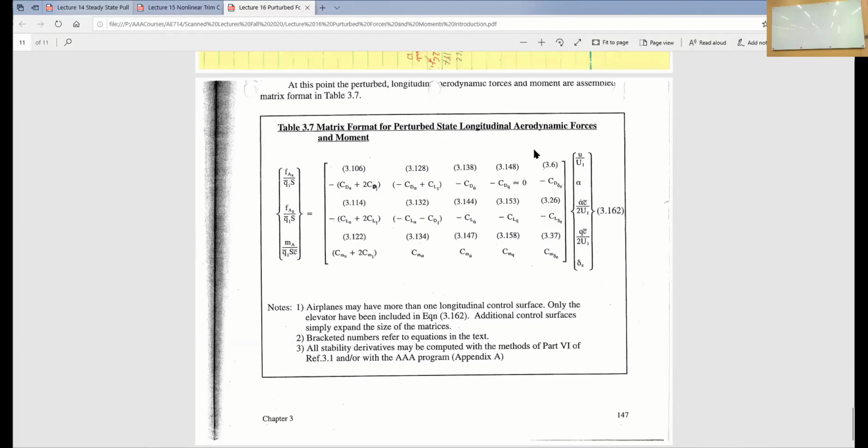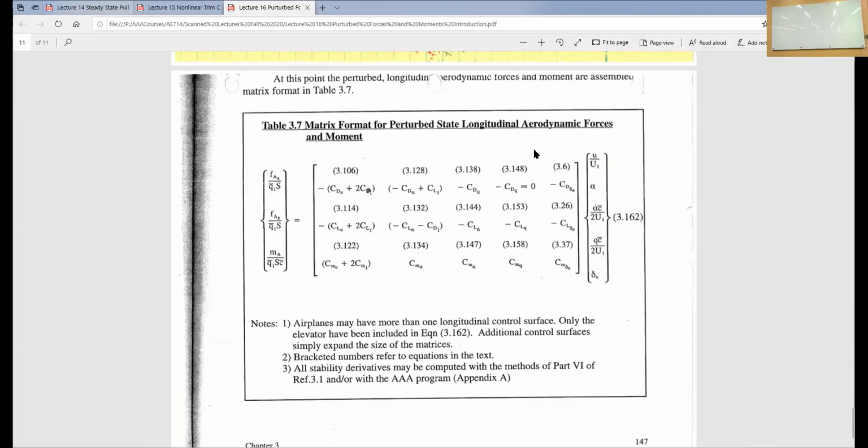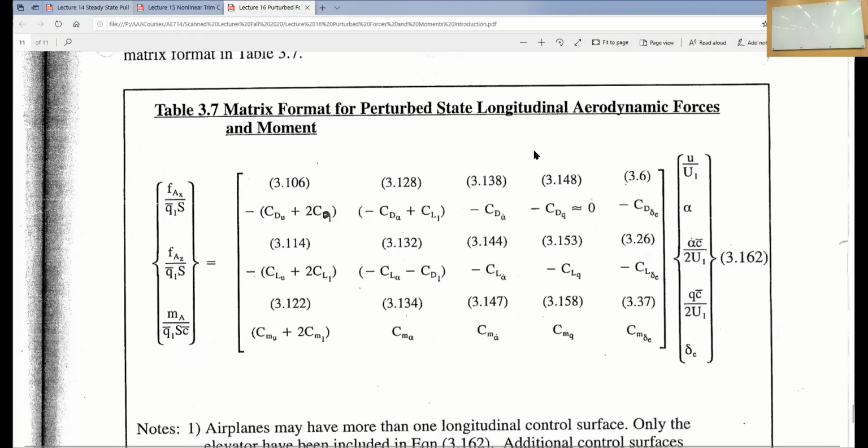So we're looking at this page, right? This is FAX over Q bar 1S. So what we've done is we've derived this first entry in this matrix, because that's the stuff that multiplies U over U1, right? That's what we just did, the derivative with respect to U over U1. CDU, that's what we got. And then what do you have for this term right here? Do you have a CD or a CL? CL?